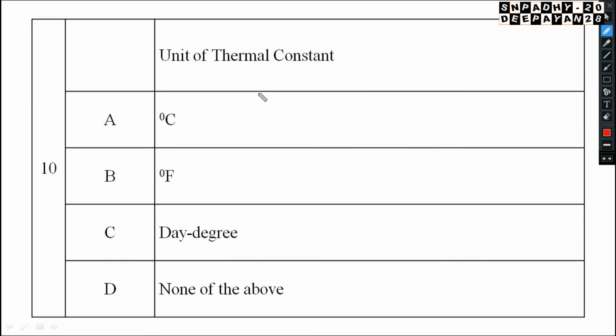Then what is the unit of thermal constant? Options are degree centigrade, degree Fahrenheit, day degree, none of the above. The answer is day degree. Day degree is the unit of thermal constant.